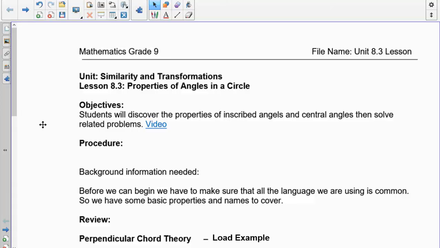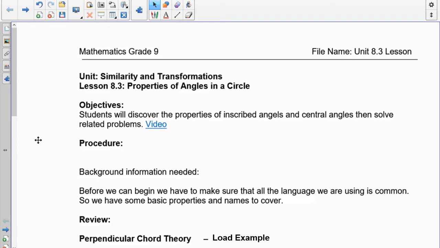Okay, grade 9s. Now we're moving on to 8.3, which is the properties of angles in a circle. In this lesson, we're going to give you a review of what we've done previously, and then we're going to add in the inscribed angles and central angles and one more property on tangent theory. And then we're going to put it all together and solve problems.